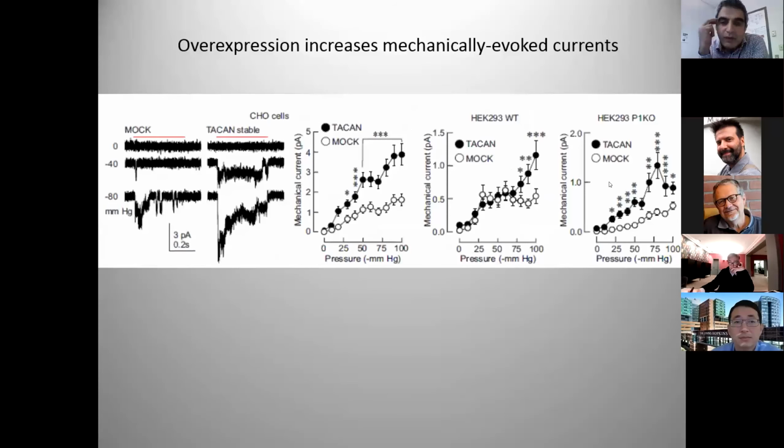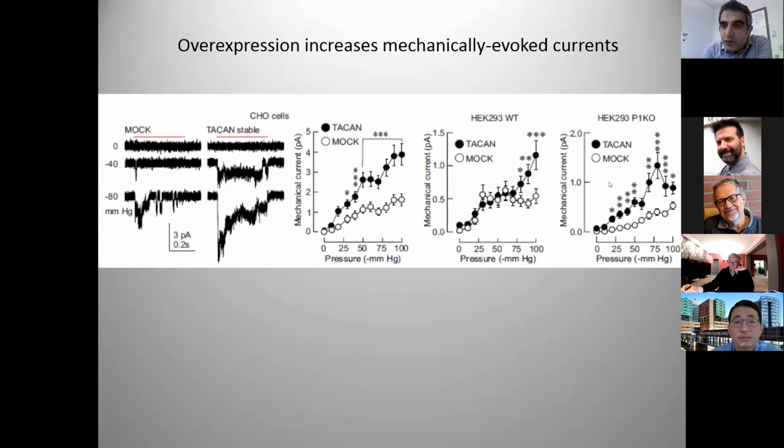So when we express TACAN in CHO cells, we see that mock transfected cells have their background level of endogenous mechanosensitive channels, but when they express TACAN, then we have a significant increase in mechanically evoked currents. And this is what you can see in the middle panel where the average data is expressed. When we express TACAN in HEK cells, once again, we see a significant increase in mechanically evoked currents.